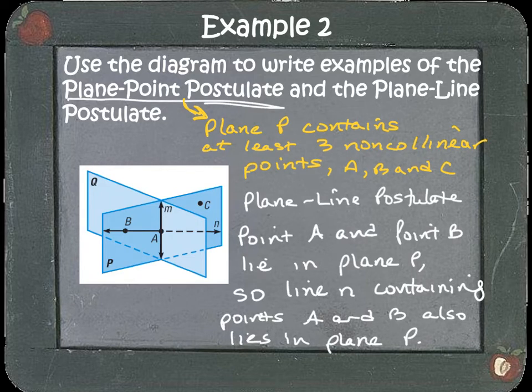So that was the postulate that stated that if 2 points lie in a plane, then the line that contains them also lies in the plane. And specifically about this picture, we can see that A and B are on the same line, and that line N, which is what contains A and B, is also in plane P.